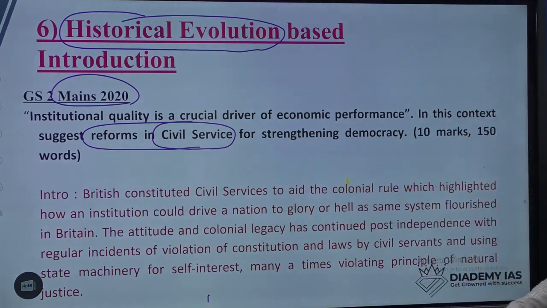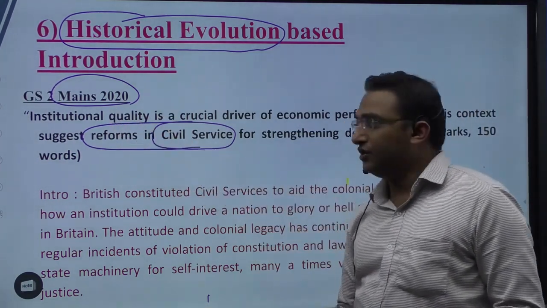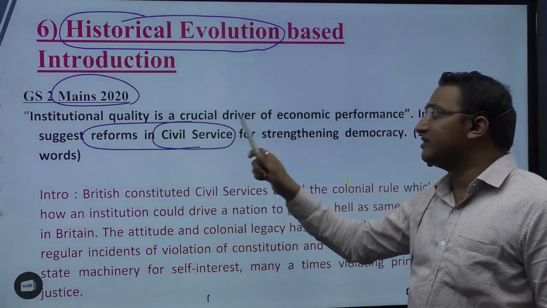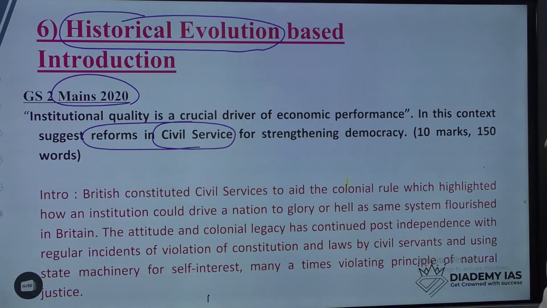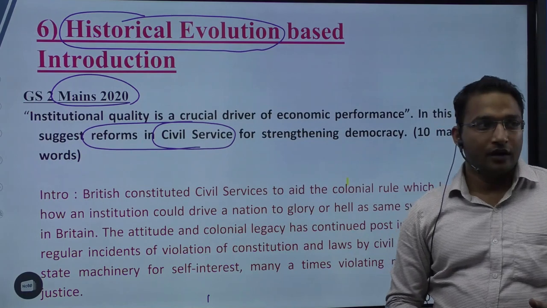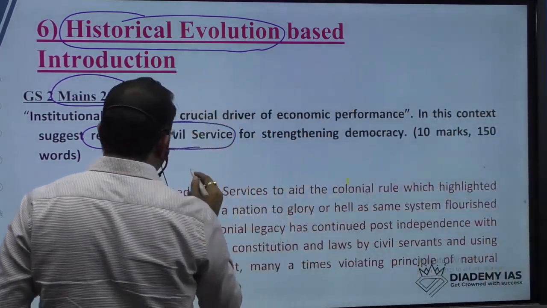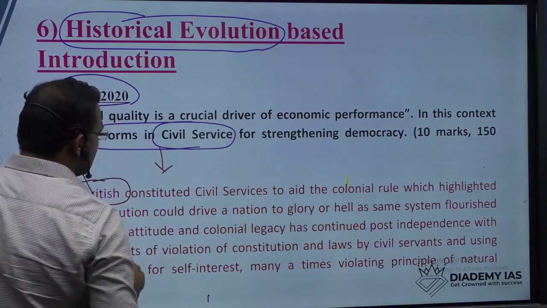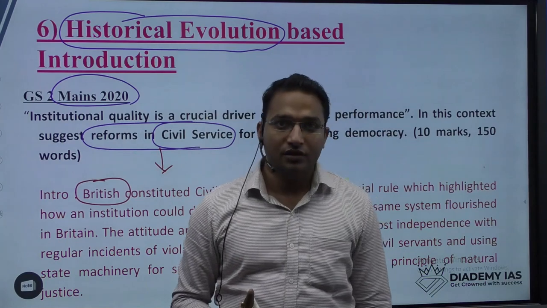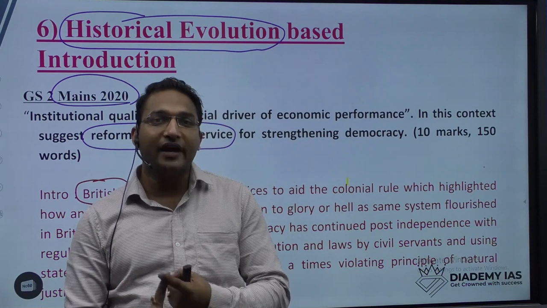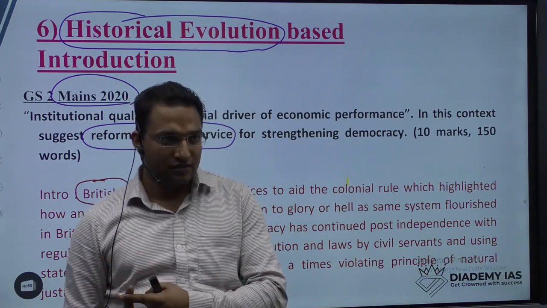So let me share with you this example. The Mains 2020 question: Institutional quality is a crucial driver of economic performance. In this context, suggest the reforms in civil services for strengthening democracy. Okay, basically the question is about reforms in civil services. Now civil services as an institution was started mostly by the Britishers. The Britishers used this institution to use meritocracy and to maintain control over India through the bureaucracy, right?